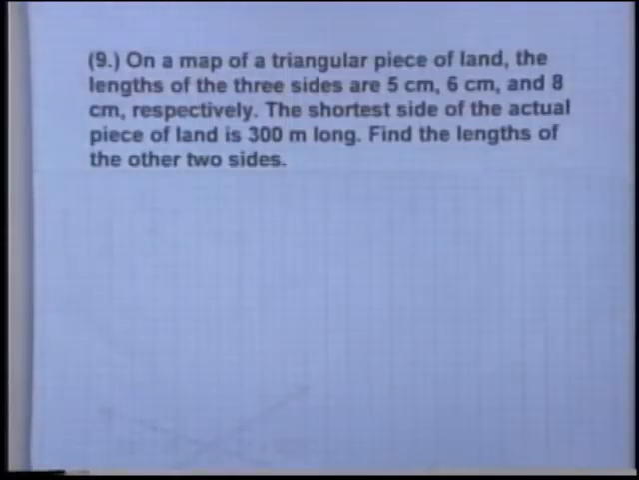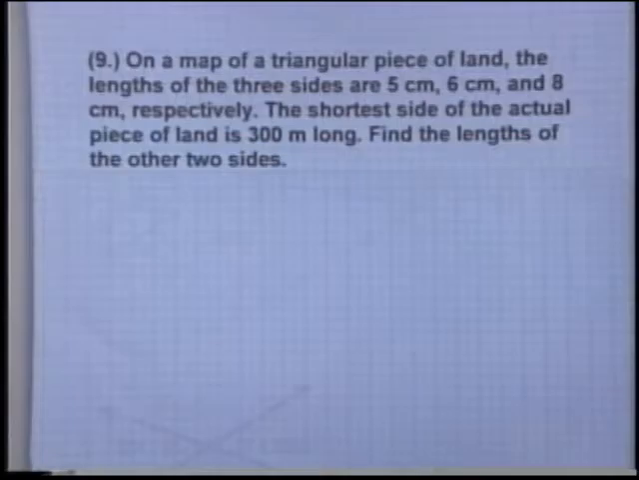Let's look at a similar triangle word problem. On a map of a triangular piece of land, the lengths of the three sides are 5 centimeters, 6 centimeters, and 8 centimeters respectively. The shortest side of the actual piece of land is 300 meters long. Find the lengths of the other two sides.